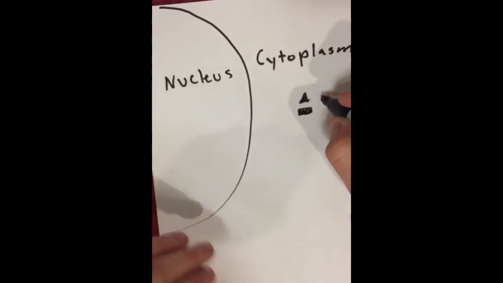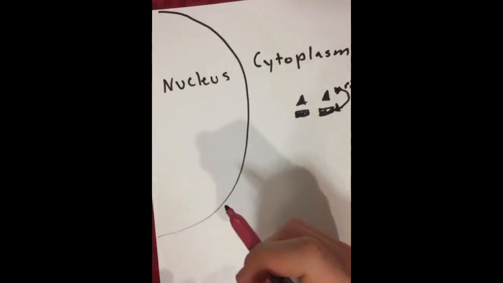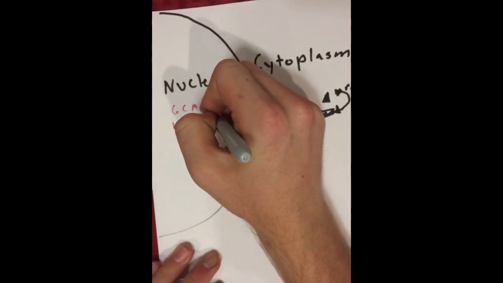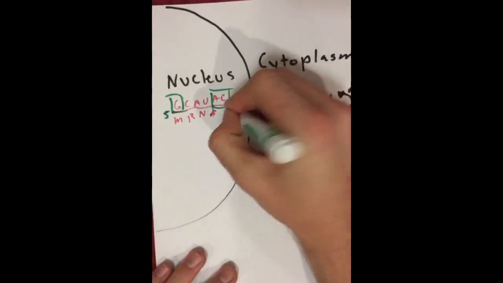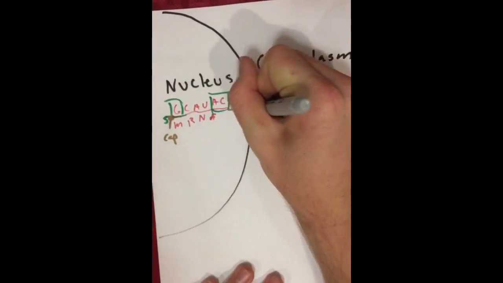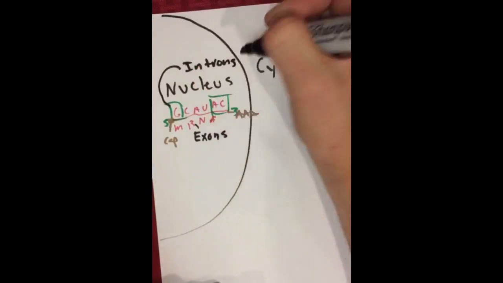In translation, we are making the messenger RNAs, so we need to take out the exons and keep in the introns. To start off, we're going to keep the cap so it knows where to go, and the AA tail. Also, it'll have a poly A tail.